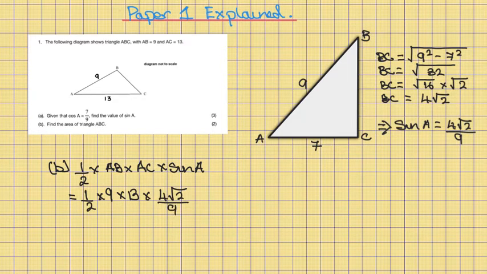So we can do some cancelling. Cancel the 9s. We can cancel the 2s with the 4 to give 2. When we multiply that out, we get 26 root 2. That is the area of triangle ABC.